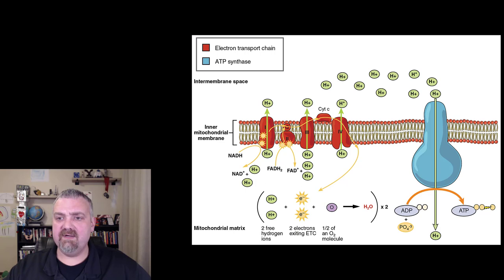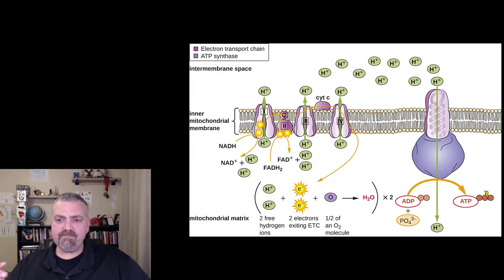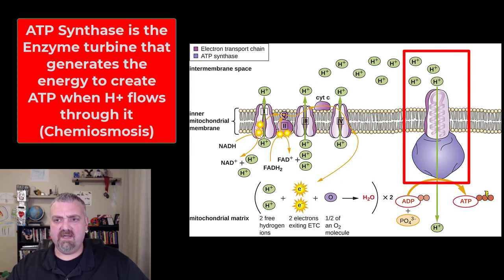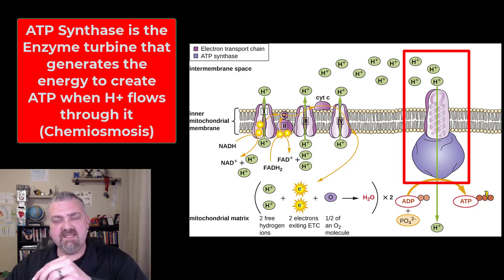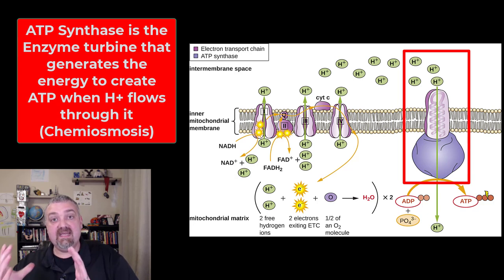But let me go ahead and show you a little better image. You can see a little bit of the inside here. The mitochondria, or the electron transport system, is fine. If you want to come back in, that's fine. But you have to come in through this enzyme. And this enzyme here is called ATP synthase. It's specifically called a protein pore complex, but ATP synthase is fine. As hydrogen ions or protons flow through it, it causes spinning. It's basically an enzyme that's a turbine.